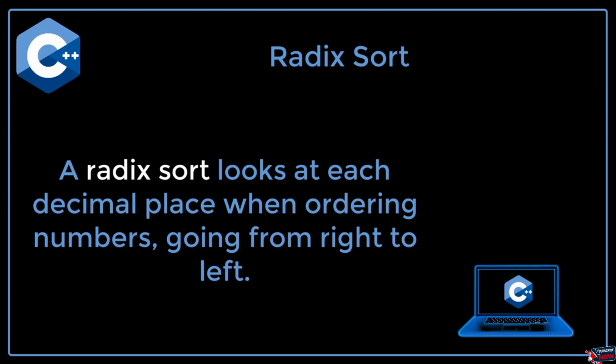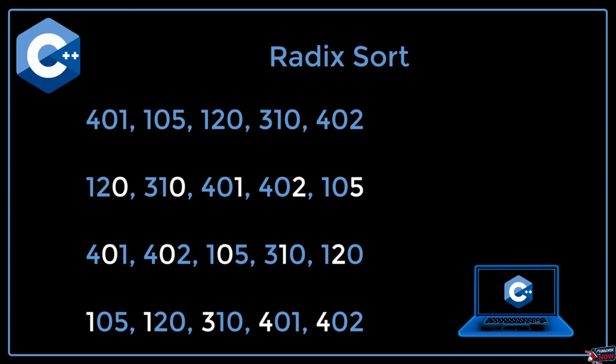In this video, we will learn about the Radix sort algorithm and how to implement it using C++ code. A Radix sort looks at each decimal place when ordering numbers, going from right to left. For example, let's say we have the numbers 401, 105, 120, 310, and 402.